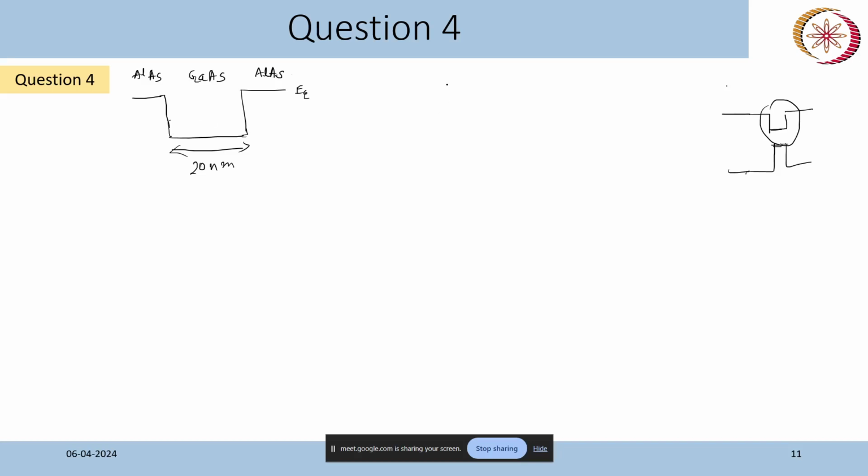Now the expression is known. You can check the lecture notes or any book. The expression for the energy of a particle inside a 1D potential well. I have also solved it in question 2. Energy of a particle inside a 1D potential well.